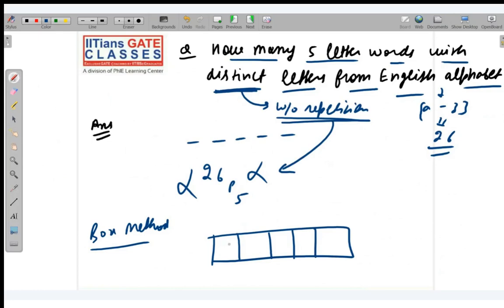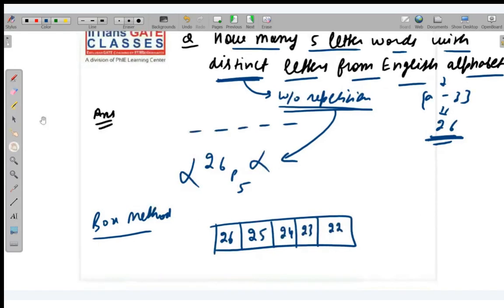So at the first place, how many choices are there? Since 26 letters are there, at the first place from 26 you can pick any one. Now after picking one, obviously you are left with only 25 letters. Now at the second place you can take any one of the 25 letters, then again 24, 23, 22. So what will be our final answer? Our final answer will be 26 into 25 into 24 into 23 into 22.